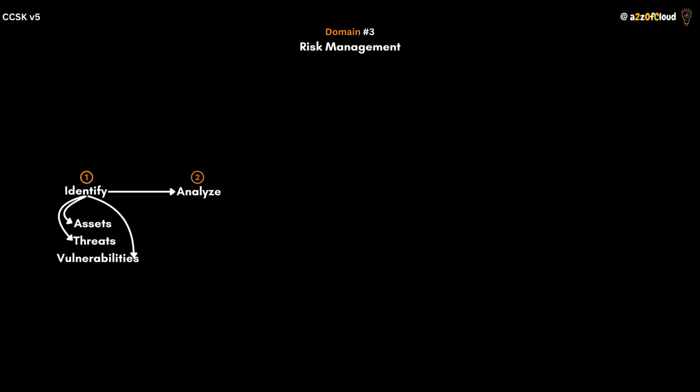Let's dive into risk management. Risk management has 5 phases. Identify. This is where you discover your assets, threats, and vulnerabilities to identify risk. You then analyze the risk using a qualitative, quantitative, or hybrid approach.